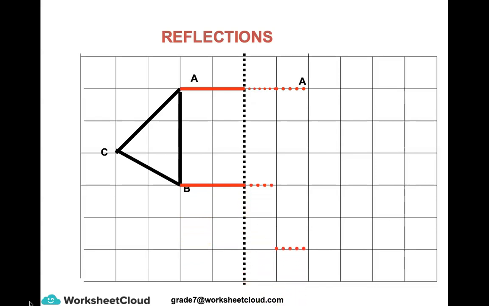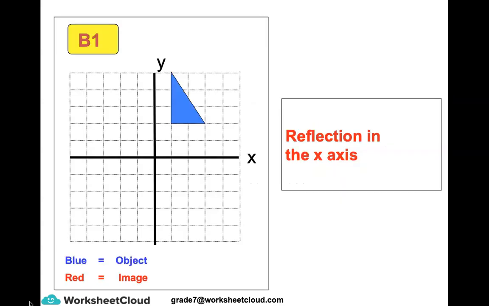I've put this little diagram in just to show you that the image needs to be the exact same distance away from the mirror line as the object. That's just to highlight that point. It's a very important point, so please remember that moving forward. Okay, so this is a little bit different from grade 6.